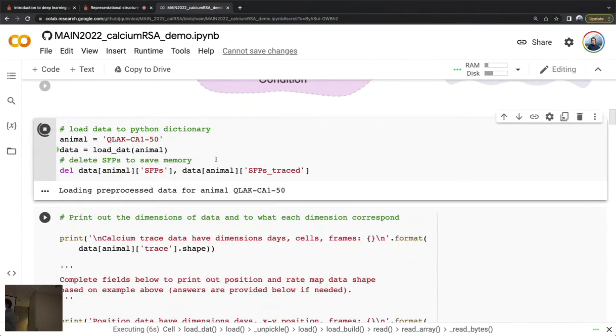And I have some helper functions that, if you're so inclined, you can go dig around and look at some of my messy code that I hid away. So this is going to load the data into a dictionary. I'm just going to take out some data we're not going to use to save a little bit of memory.